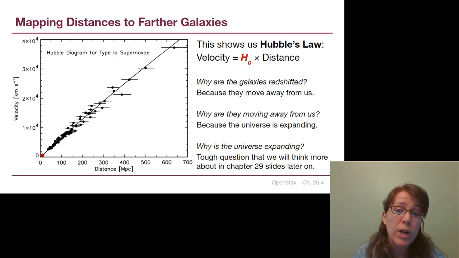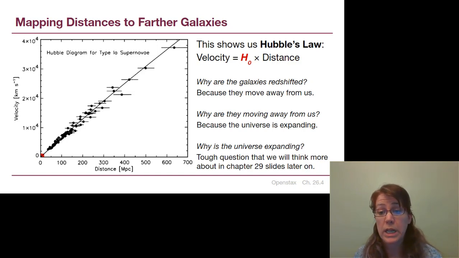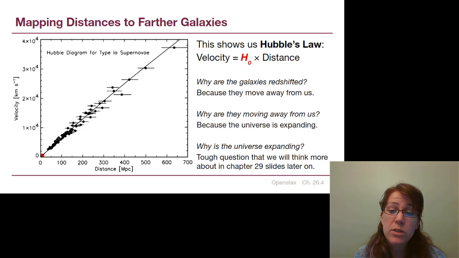Hubble's law is incredibly, incredibly important for us, more so in chapter 29. But it is another method for determining distance to objects, because Doppler shift we can fairly easily do. That gets us the velocity. The H-naught value is the slope of this line. It's an identified number. And then we can actually figure out the distance from that.